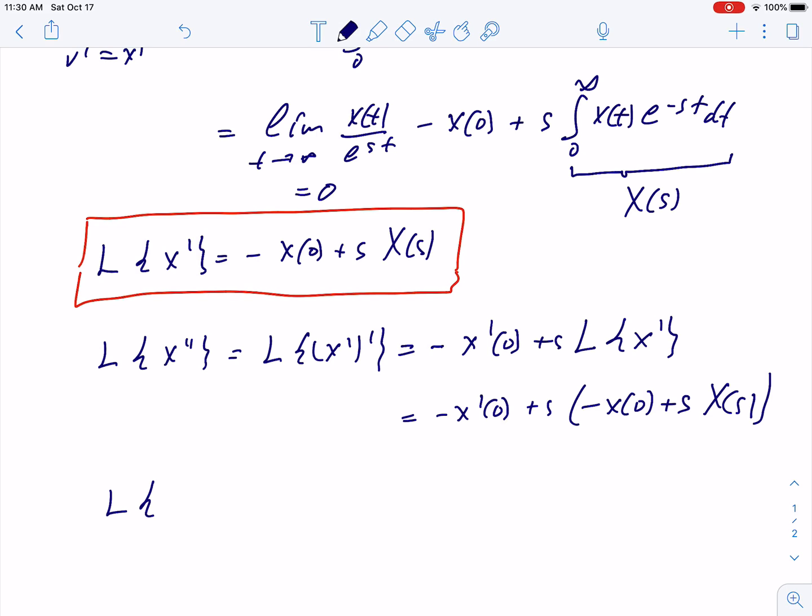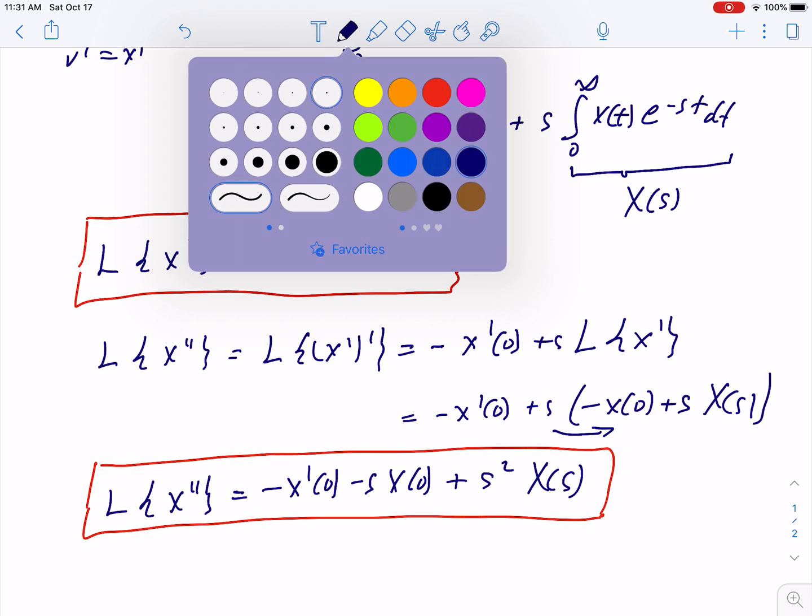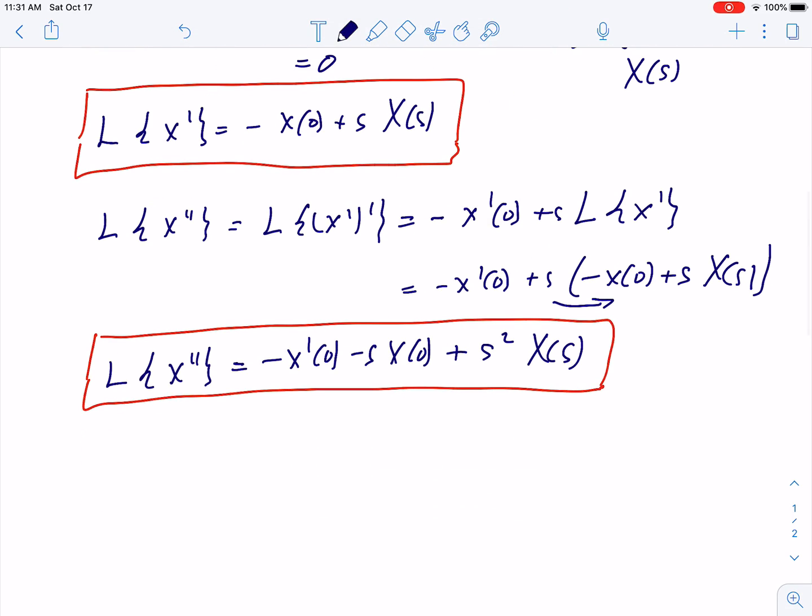Here I'm writing Laplace x second will be minus x prime 0 minus s x0 when you distribute s here, and plus s squared big X of s. This is how we transform the second derivative. Now we can continue this way and transform finally the third derivative and further, but I'm going to stop because for our equations we just need the first two derivatives. And here our first example.